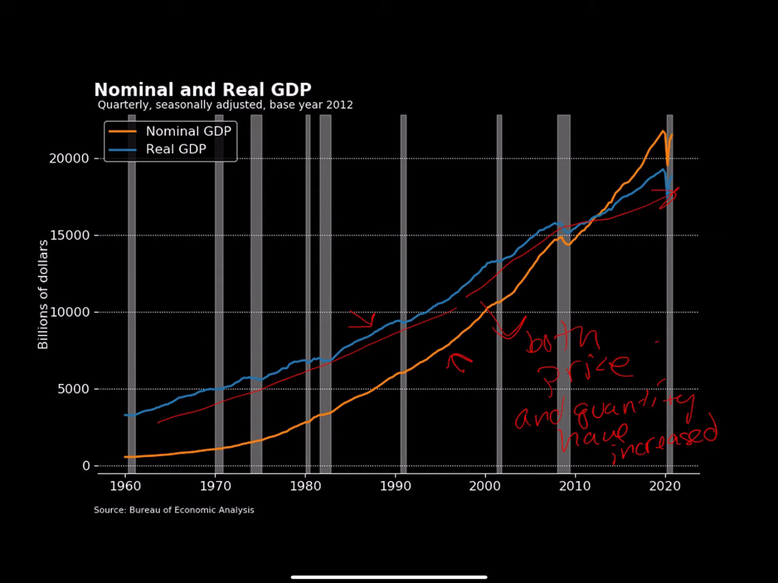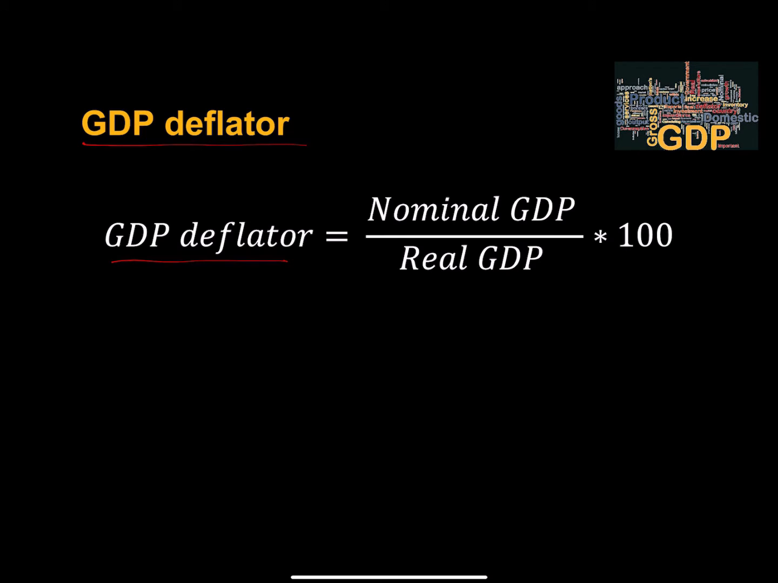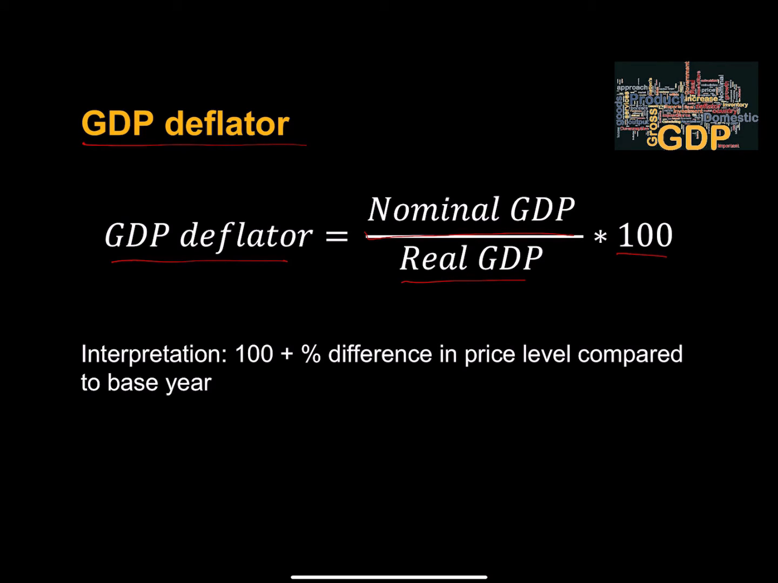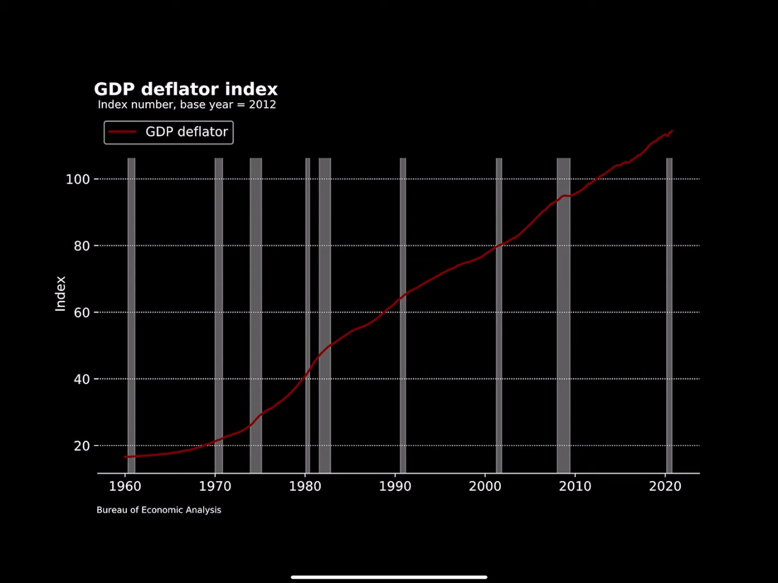Now, what if we wanted to talk about what's happened to price? What we'll do is we will find the GDP deflator. The GDP deflator is found by taking our nominal GDP, the GDP measured in current prices, and dividing by real GDP and multiplying by 100. We interpret the value of the GDP deflator as 100 plus the percent difference in price level compared to the base year. So let's take a look at the United States.